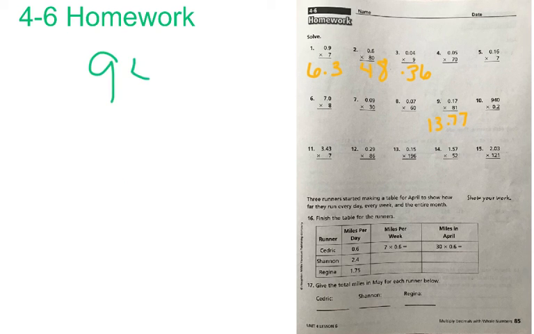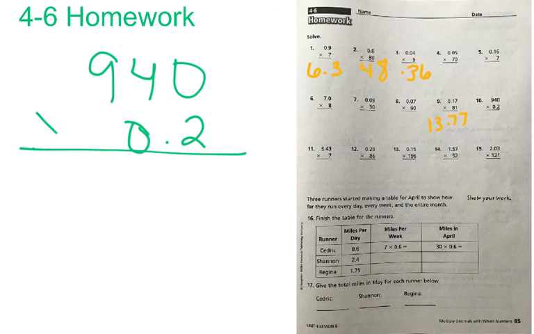All right, let's go ahead and look at number 10 together. We have 940, and we're multiplying that by 0.2 or 2/10. Okay, we're going to go ahead. 2 times 0 is 0.